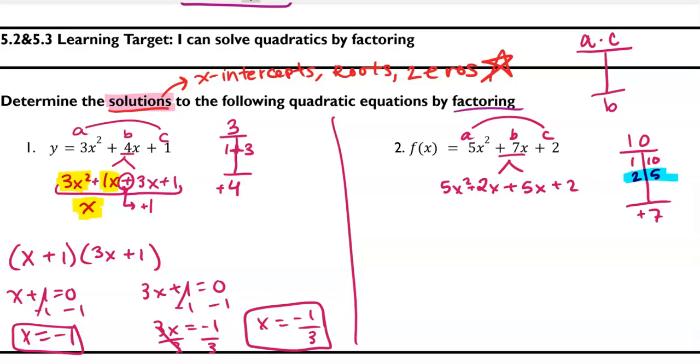Now that we have 4 terms, we can group them 2 and 2. And looking at the first group, we have 5x squared and 2x. What is the largest number we can factor out of here? 1x. And from the second group, 5x plus 2, what can we factor out of here? A 1. This number is positive, so we also take out a positive.